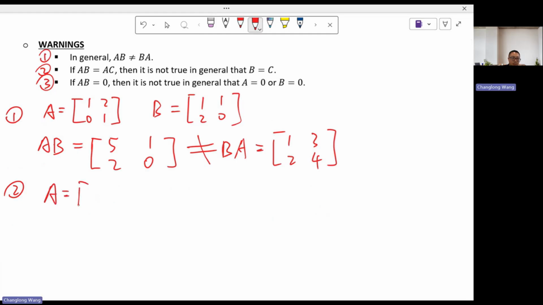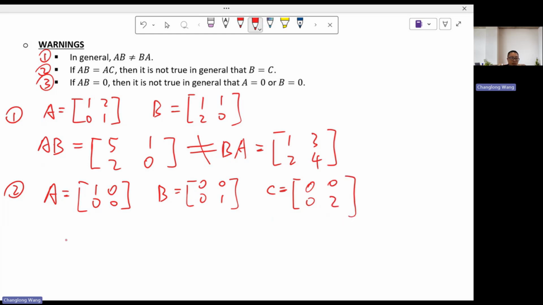So for example, let's take A to be [1, 0; 0, 0], B to be [0, 0; 0, 1], and C to be [0, 0; 0, 2]. So you compute what AB is. That's pretty simple, a whole bunch of zeros. And it turns out that the product of A and B is a 0 matrix.